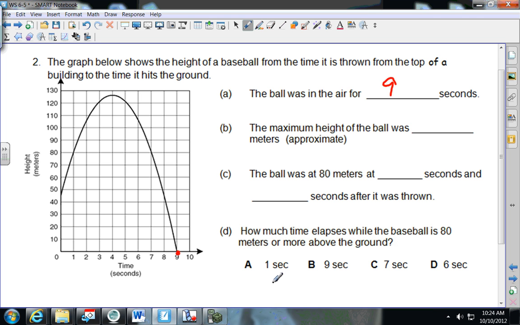The maximum height of the ball was, maximum is going to be my vertex. So I'm going to go up here to the top. And it looks like it's about, I'd say about anything around 125, 127, somewhere in there, because it's up here in between 120 and 130, a little bit closer to 130. The ball was at 80 meters at blank seconds and blank seconds after it was thrown. Okay, 80 meters. Let's go up here to 80. It crosses here at 1 second. And over here, let's go down, and it's at 7 seconds.